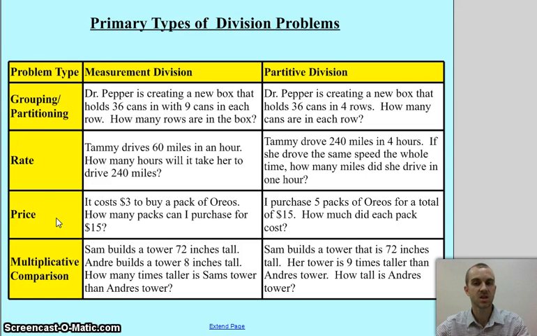Now within those types of problems, we can look at different versions of them. We have the grouping problems, similar to what we just did. For example, I have 36 cans, and there are 9 cans in each row. How many rows are there? Versus 36 cans in 4 rows. How many are in each row? A rate problem is going to be dealing with speed, distance, time. Price deals with money, and the multiplicative comparison is comparing 2 groups. Sam builds a tower 72 inches tall. Andre builds a tower 8 inches tall. How many times taller is Sam's tower? And we've talked about multiplicative comparison before.